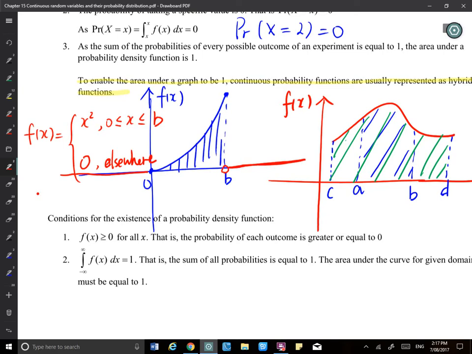You need to show 0. If you only show the blue part, which is only 0 to b, what's happening? How about other points? The other points are 0. You need to show the 0. How to show it? Sketch it. Use the pen to sketch a line on the x-axis and make sure the examiner can see it.